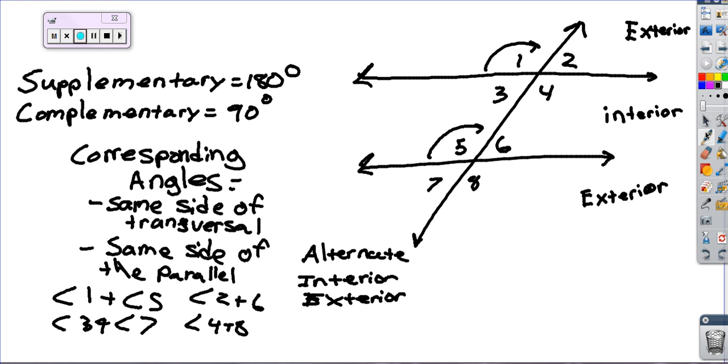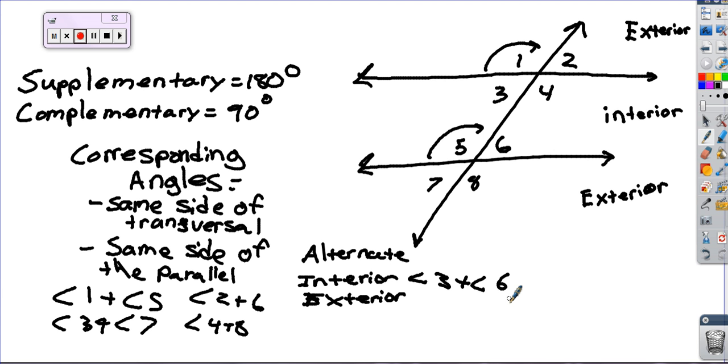Let's do alternate interior first. So we have to start with the interior one. So we'll start with angle 3. It has to be on the inside and on the other side of the transversal. It has to be on the inside, so your choices are 4, 5, and 6. You only have one choice, because it has to be on the other side of the transversal and interior. So you're down to 4 and 6. Which one are both acute angles? Because they're going to have the same shape. 3 and 6. Right?